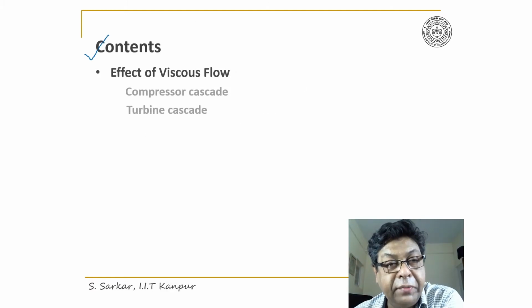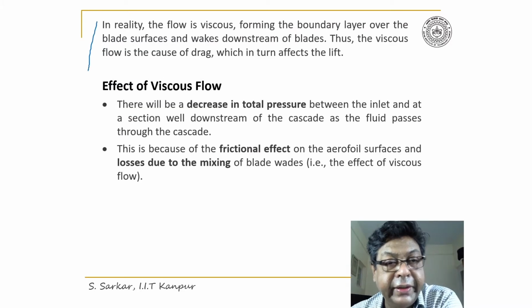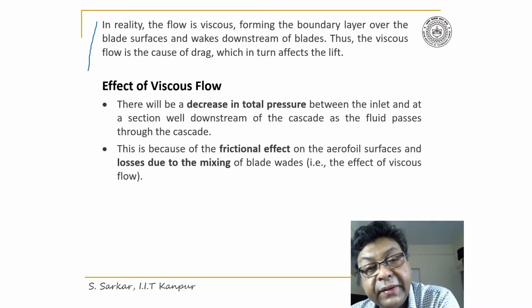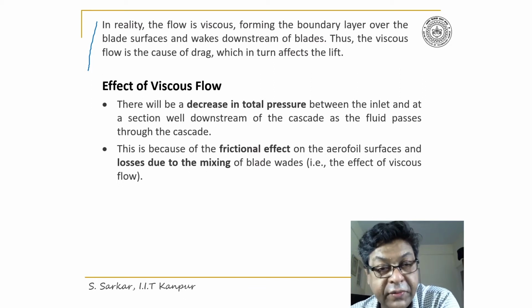The contents of the lectures are the effect of viscous flow on cascades. So I'll discuss both the compressor and turbine cascades here. In reality, the flow is viscous, forming boundary layer over the blade surface and wake behind the blade. Thus, the viscous flow is the cause of drag, which in turn affects the lift.